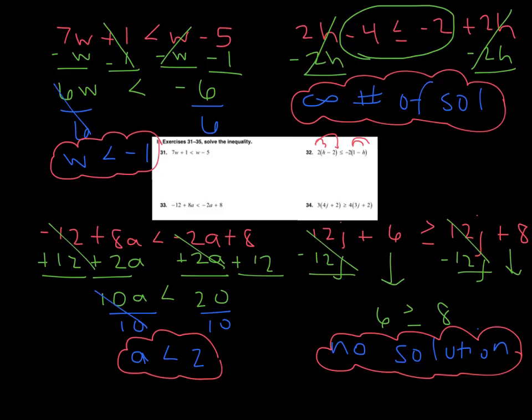So this problem is similar to the last one, but it's slightly different because when my 12j and negative 12j cancel on both sides, and I looked at what I had left, I brought it down here so you could see it a little easier. 6 is not greater than or equal to 8. So if your variables cancel and your inequality statement is false, then you have no solution. Okay? So if the comparison of the numbers is true, then it's infinite, and if it's false, then it's no solution.